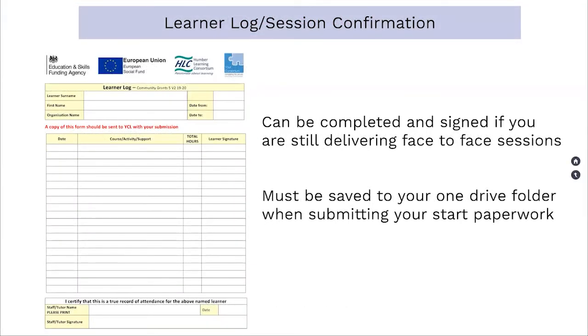So there is just one more area that we need to cover when we're talking about the start paperwork. Alongside the ILR and the ILP and all relevant eligibility information, we do also require a learner log or a session confirmation to show that the learner has actually attended the learning that's taken place with you. When you sign up a learner, we will require a learner log or a session confirmation alongside their paperwork, and that can be sent to us directly.